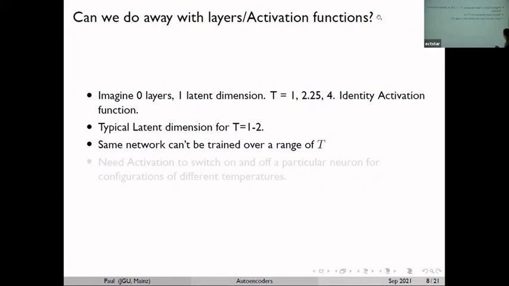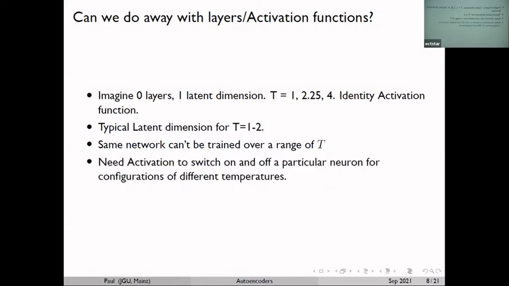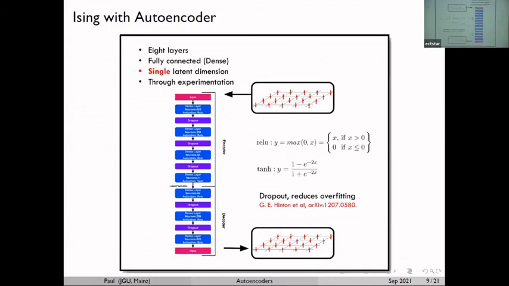So the same network, if I do not have layers or activation functions, can't be trained over a range of temperatures. They are only valid at particular ranges. That's the reason why we need the structure of layers and activation functions in our setup. The activation is basically to switch a particular neuron off and on, depending upon the temperature region where you are at. Okay. So, moving on.